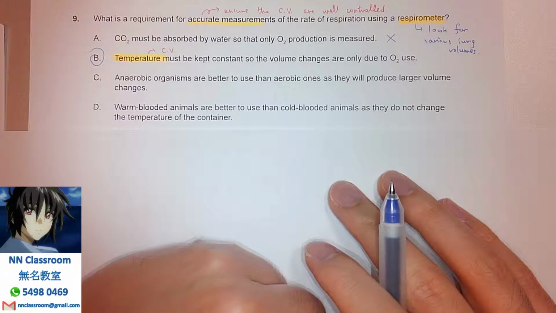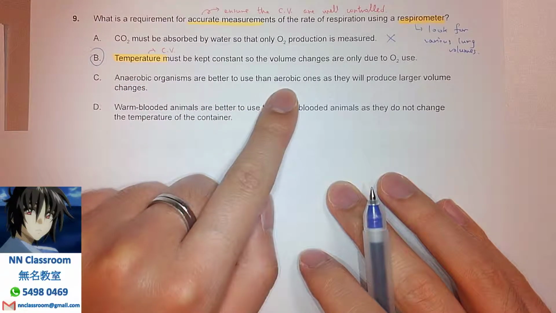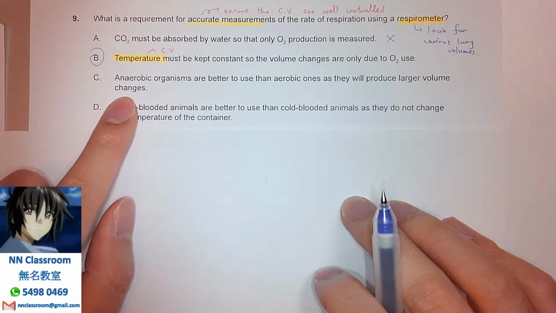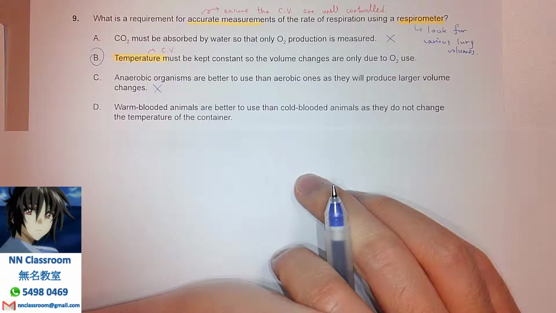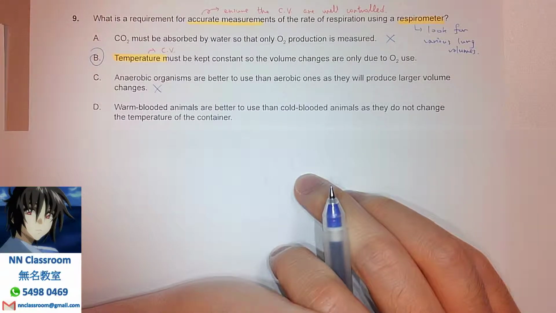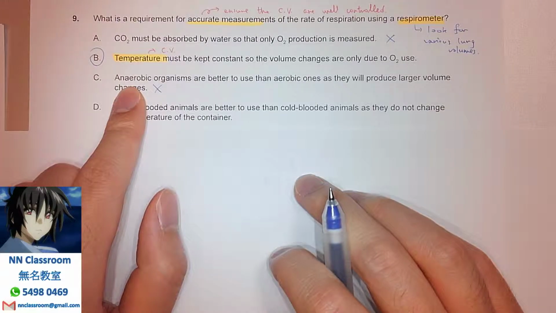But let's see how C and D are also incorrect. C, anaerobic organisms are better to use than aerobic ones as they produce larger volume changes. This is totally wrong because the factor affecting how much volume is produced or consumed is not controlled by whether the organism is aerobic or anaerobic, right? Instead, many other factors are influencing it, including the size of the organism and the metabolic rate of the organism, but not whether the organism does anaerobic or aerobic respiration. So C is actually a wrong concept.